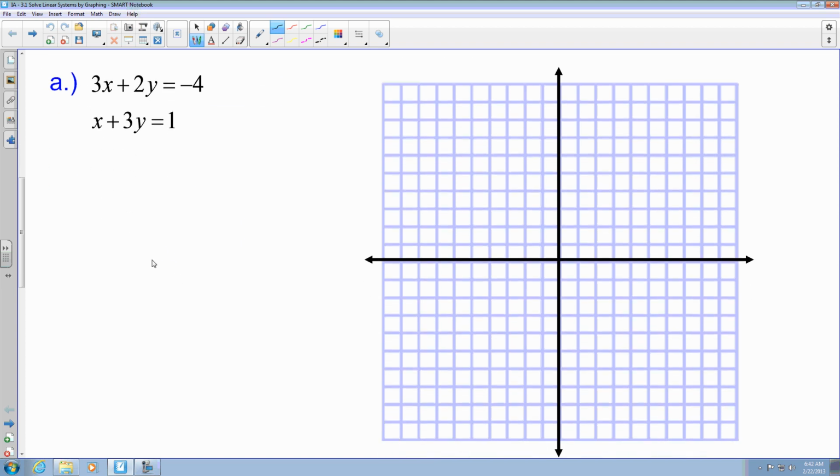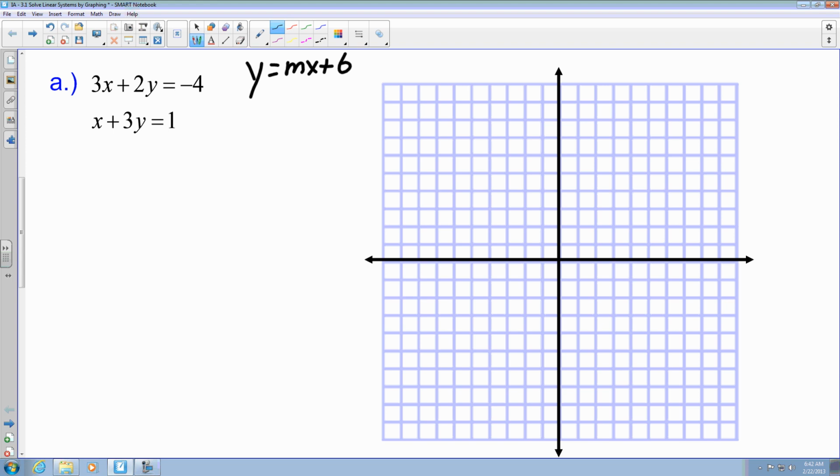So for example A, I have 3x plus 2y equals negative 4 and x plus 3y equals 1. I want to be able to draw a line for these equations. In order to do that, I need to get them in slope-intercept form, which is y equals mx plus b. I need to find my y-intercept. I need to find my slope.